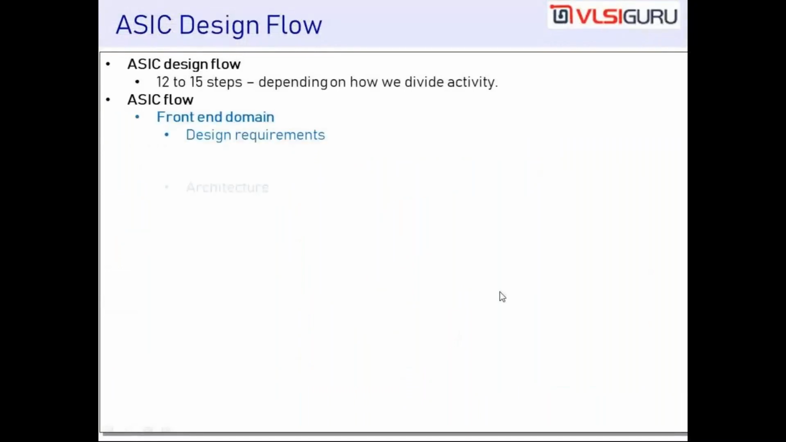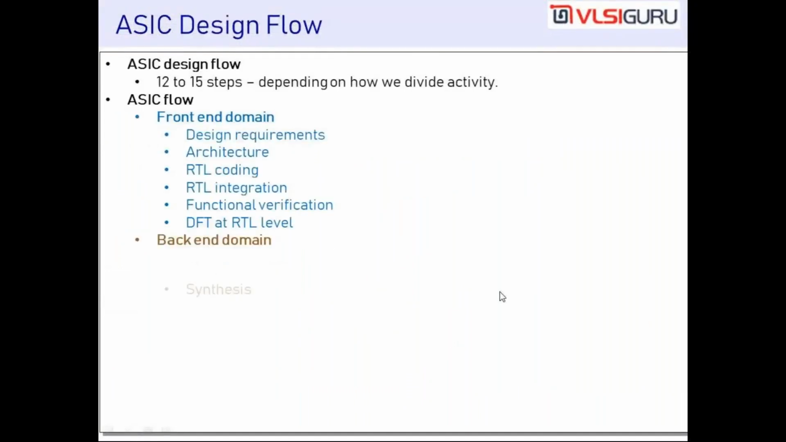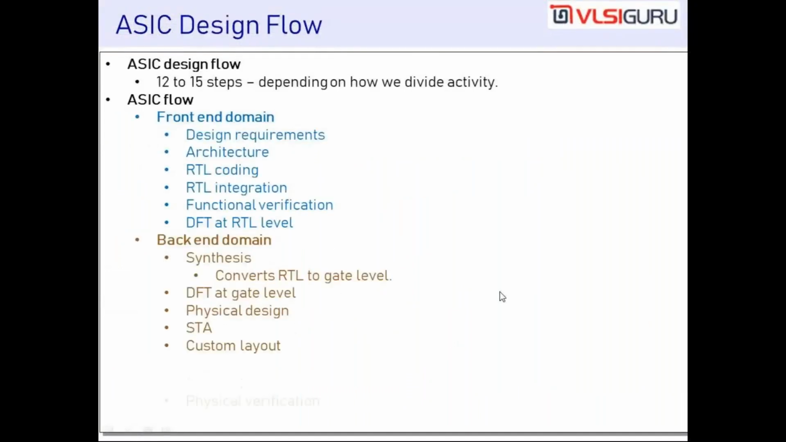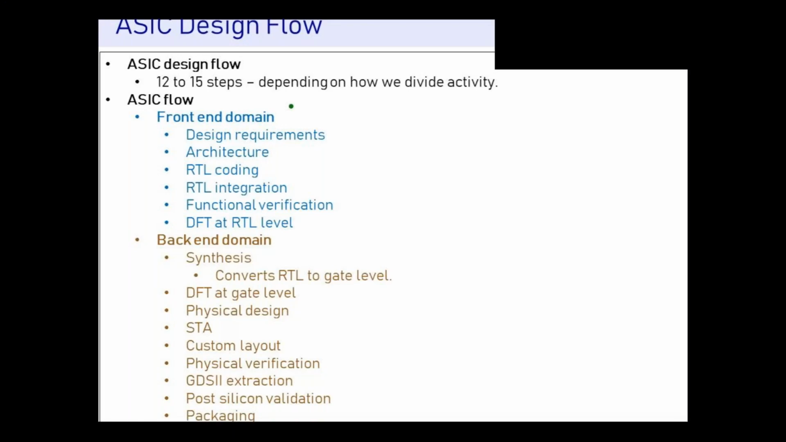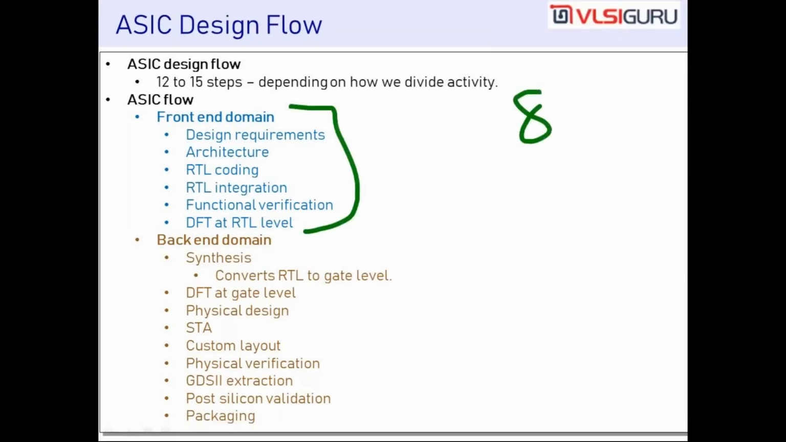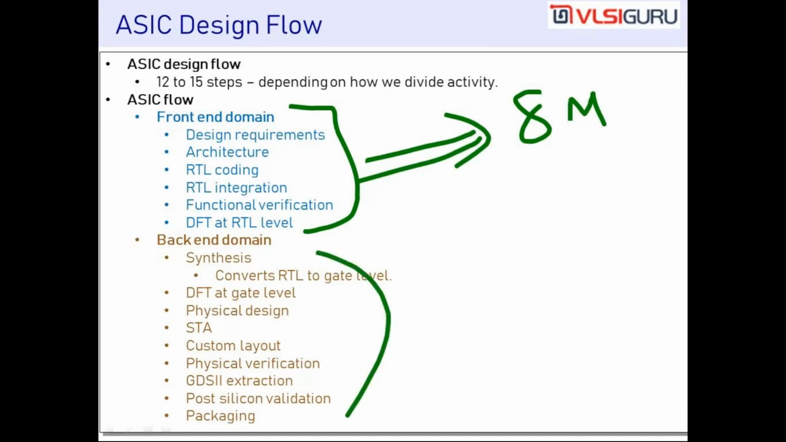In this flow, which one do you think is coming first? Front-end domain happens first or back-end domain happens first? Front-end domain, right? So here what happens is that this will be distributed. Let's say the project runs for 8 months. Your work is distributed over 8 months. Back-end domain work only happens for 3 months.